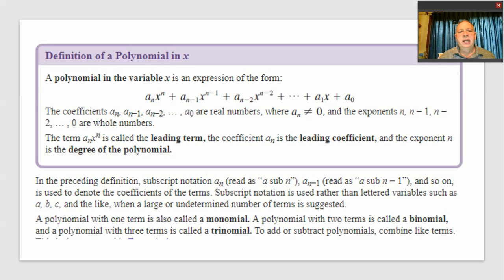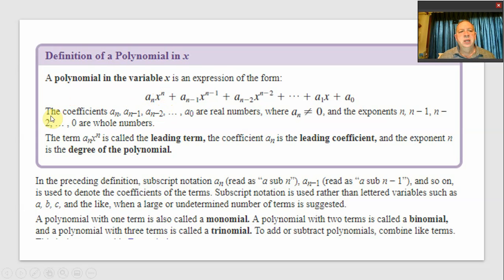form a_n x^n + a_{n-1} x^{n-1} + a_{n-2} x^{n-2} and so on, all the way down to a_0, which are constant terms. So this could be like 5, 4, 3, 2. The x to the n is the variable, and the highest power, that n, is the nth degree. So if the highest power was a third, it would be a third degree polynomial. If it was a 2, it would be a second degree polynomial.